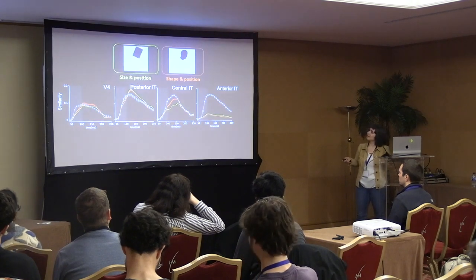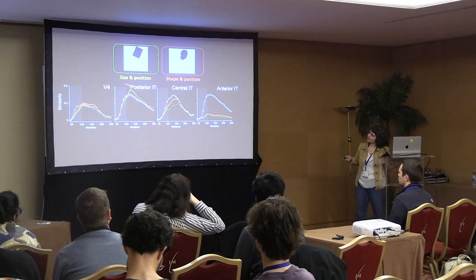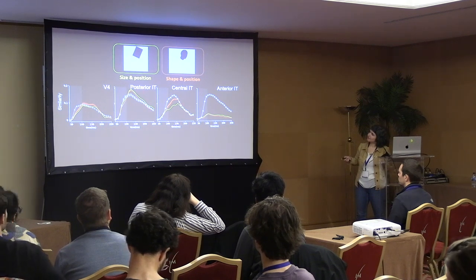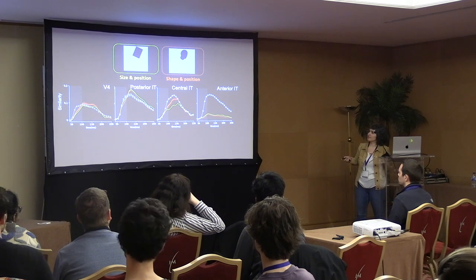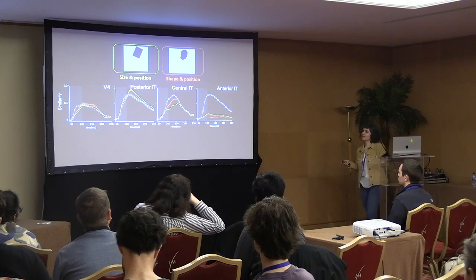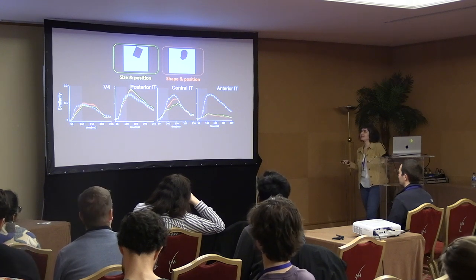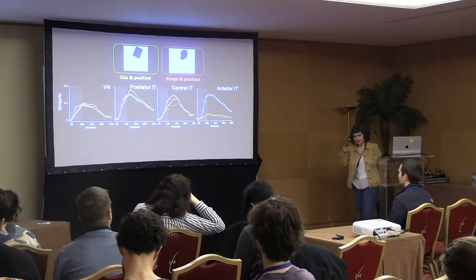Let's have both of these features here and see that still the yellow, the size and position, is a little bit better in posterior IT, but now central IT is better explained by the shape and position. But it looks like we're out of juice in anterior IT. But what is it that anterior IT is coding?